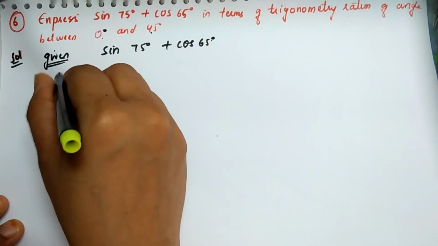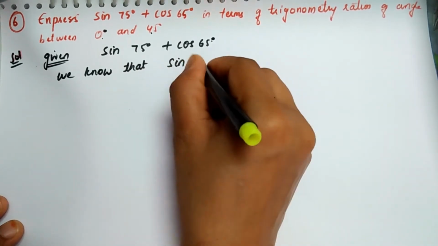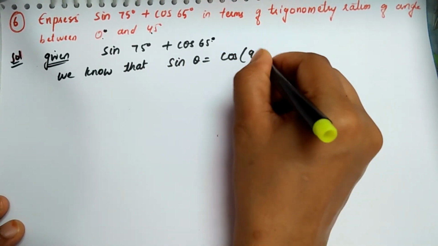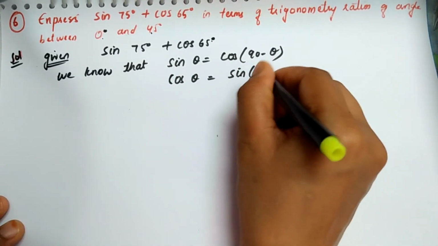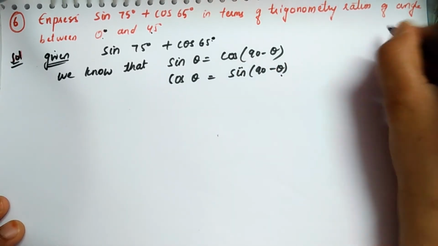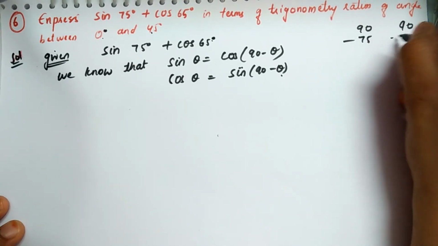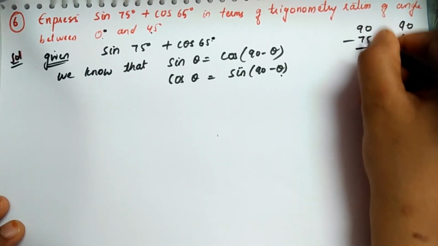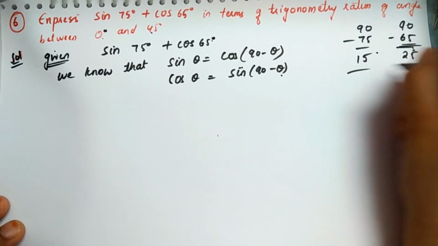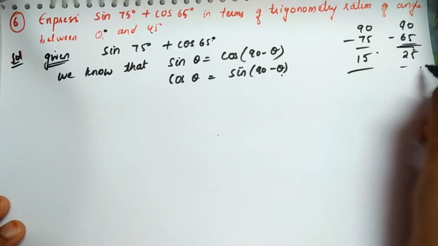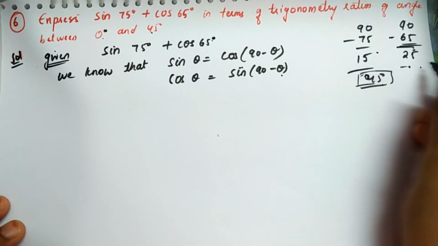Okay, so we know that sine theta is nothing but cos of (90 minus theta), and cos theta is nothing but sine of (90 minus theta). Let's see: 90 minus 75 and 90 minus 65. What are we getting? 90 minus 75 is 15. 90 minus 65 is 25, right? Are these values less than 45 degrees? Yes, of course, they are less than 45 degrees.